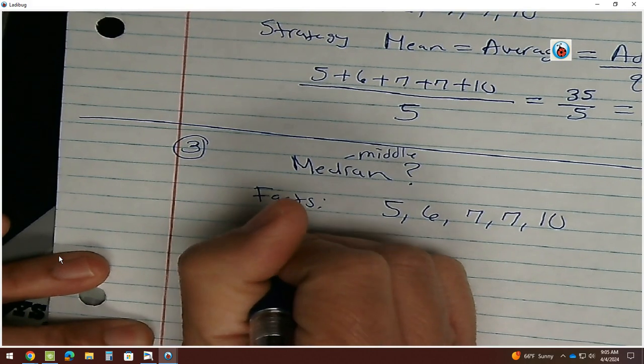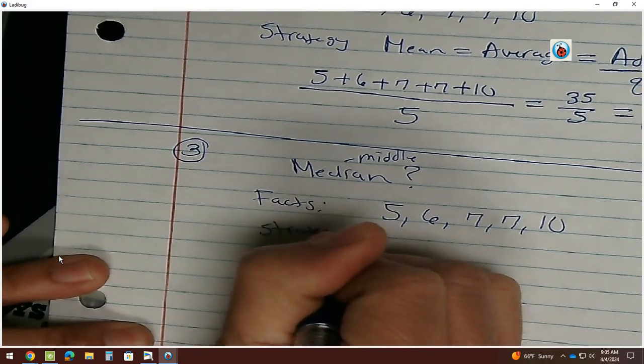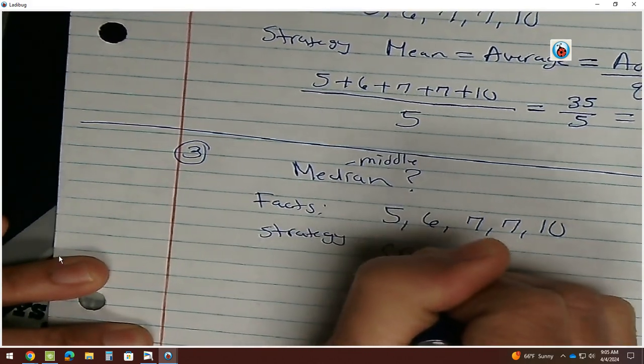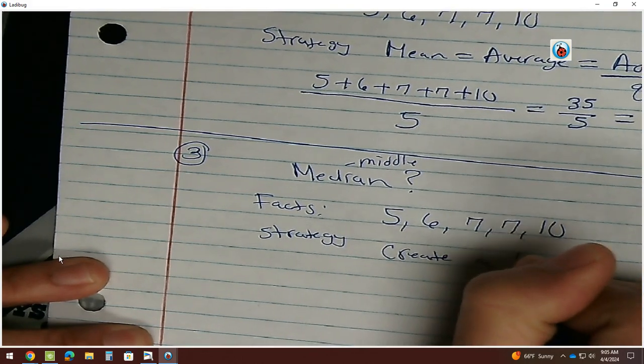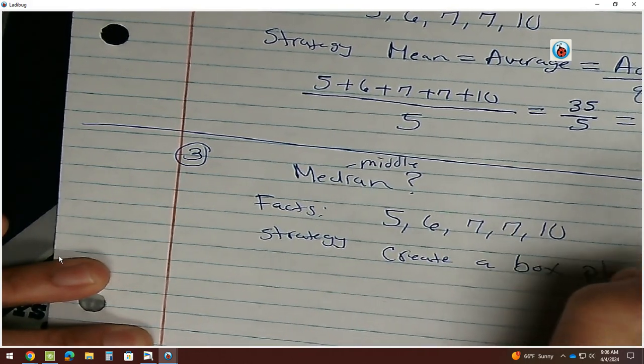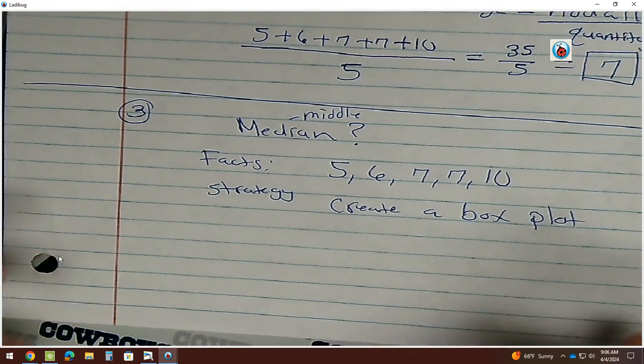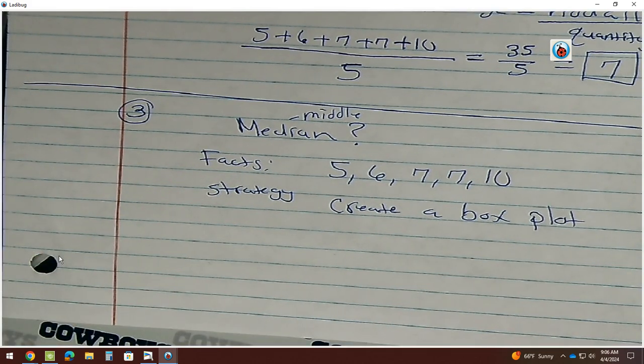Strategy. You better listen to this one. Create a box plot. I've never done this strategy, but I decided to do it to connect it to more things. So I think it's the best thing to do for your future, for 7th grade, 8th grade, high school, college. So I said, you know what, I'm going to go this route this year. I've never taught it this way, but it's going to help you with the rest that I'm going to do.